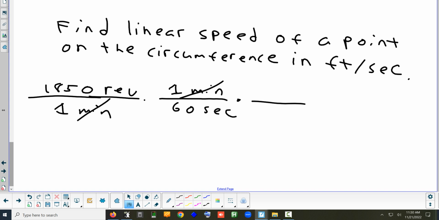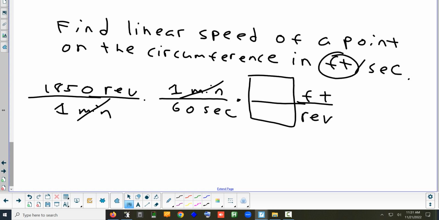Now, we're trying to get rid of revolutions. The unit that we want is feet. So where would revolutions go to cancel out? It would go in the bottom, and feet would go in the top. We need to figure this out. How many feet in a revolution? That's not like me asking you how many inches in a foot. There's always 12 inches in a foot. But how many feet in a revolution? Well, it depends on the example. It depends on the size of the revolution. Is it small or is it big?